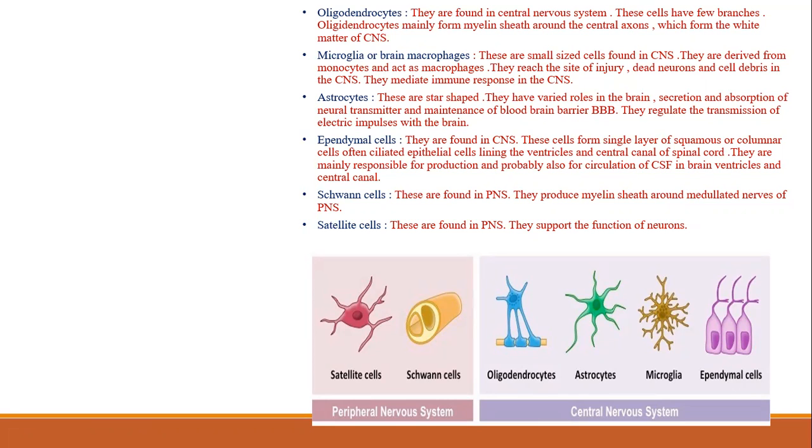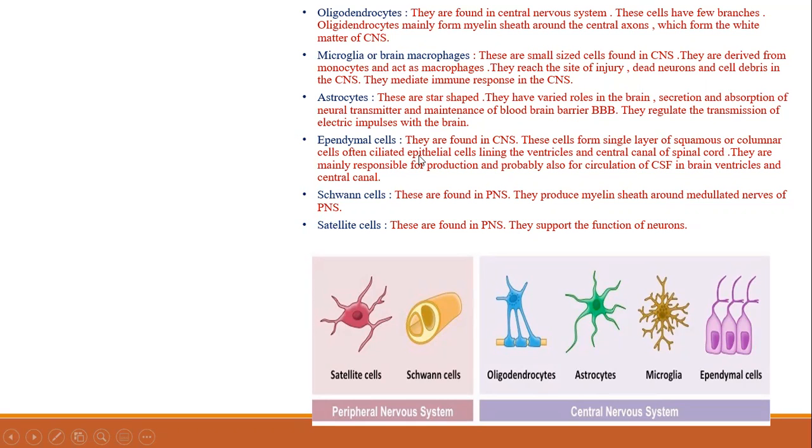So blood-brain barrier is what? It helps in the transport of CSF between the different parts of the brain. They regulate the transmission of electrical impulses within the brain. Whatever messages passed on in the body are being regulated by this astrocytes.